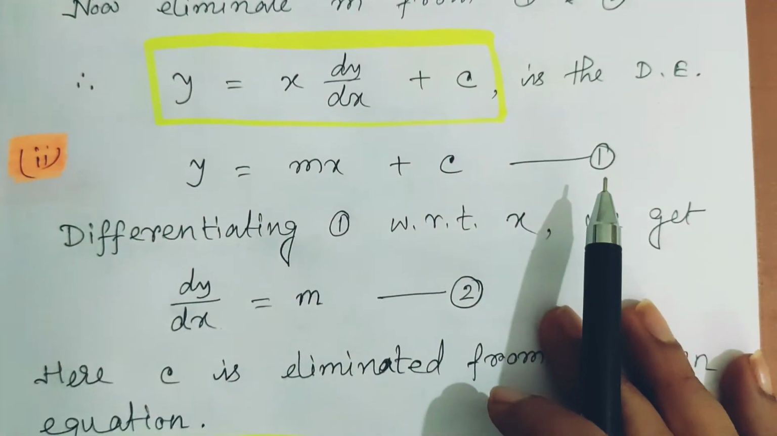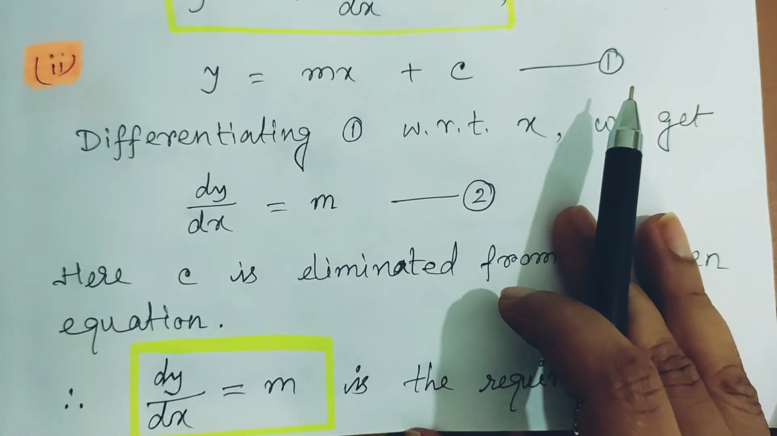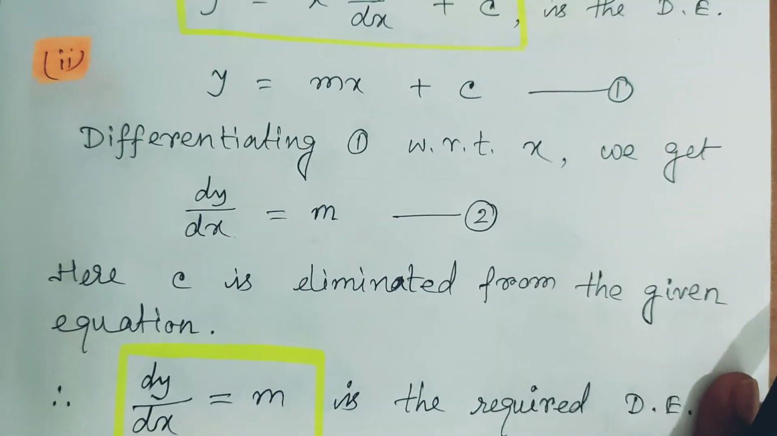Now the second case, that means when c is the arbitrary constant. If c is the arbitrary constant, then what to do?